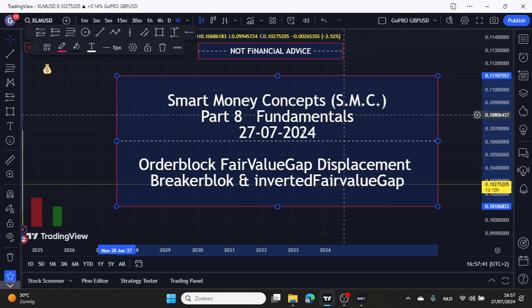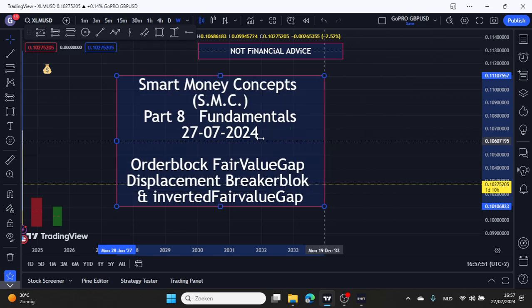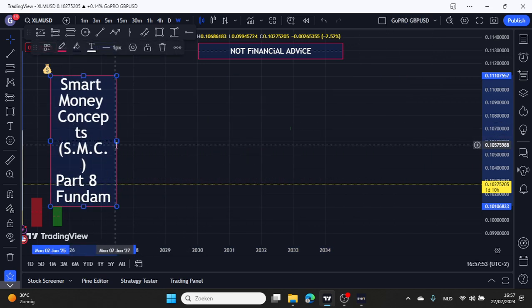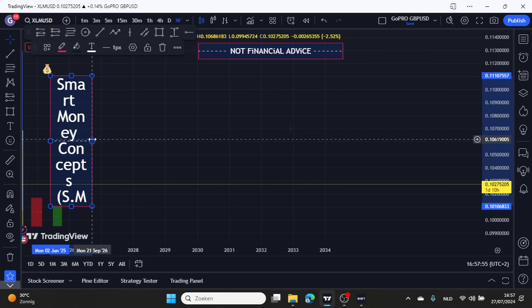In smart money concepts, we use order blocks, breaker blocks, and fair value gaps or displacement gaps. So, it's never financial advice. Let's put this to the side again and let's dive into the graphic.